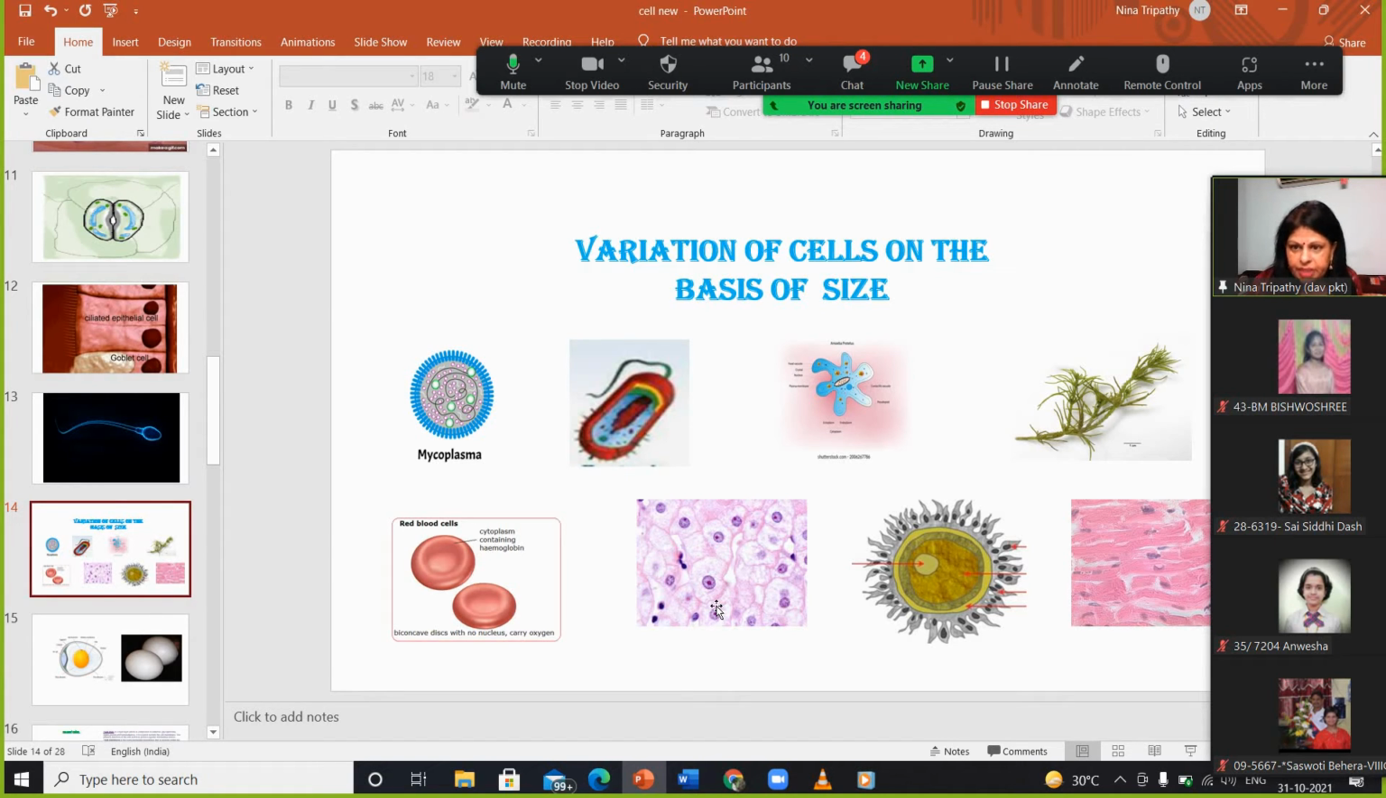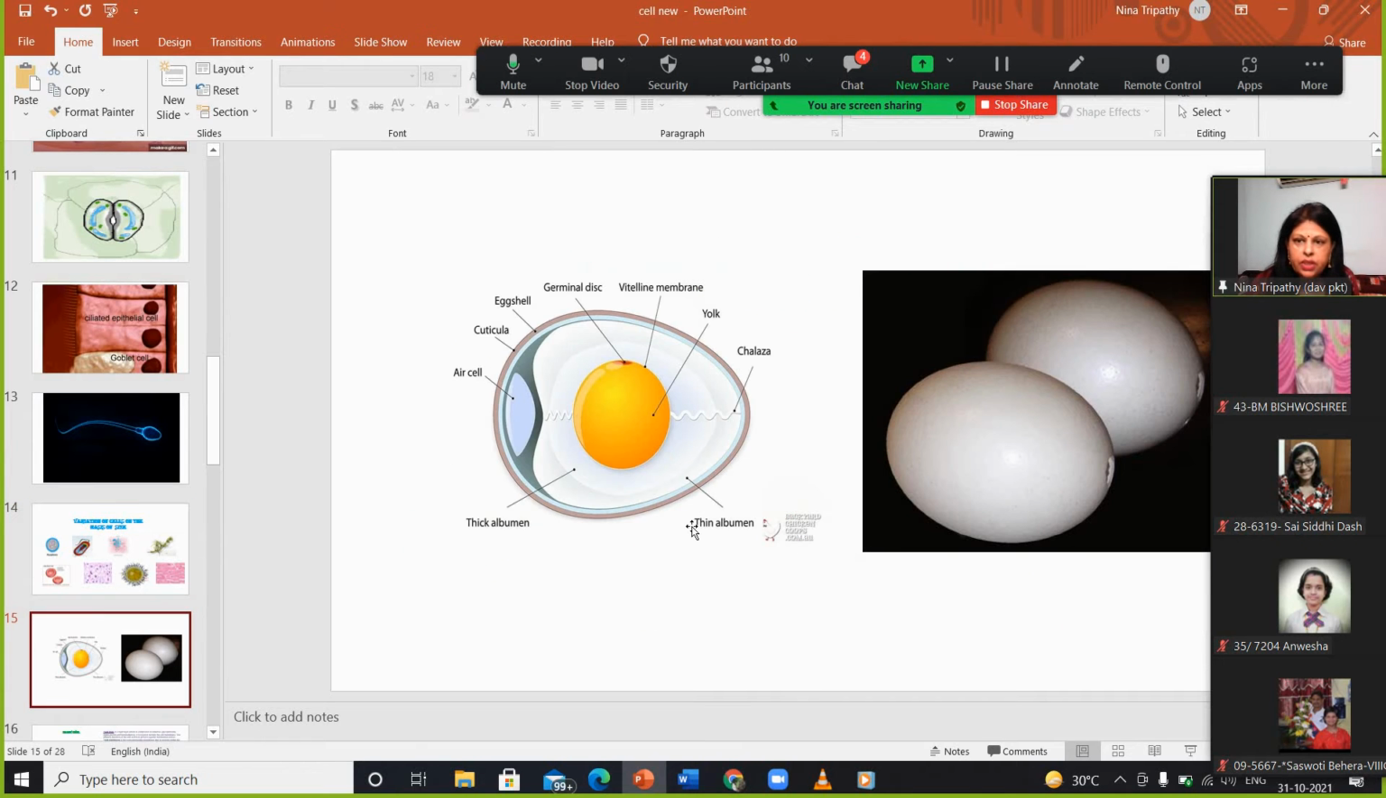They have different sizes. Which one is the largest cell? Tell me, which one is the largest cell? Ma'am, ostrich egg. And what is the diameter of the ostrich egg? Ma'am, 170 millimeter. Very good. Then you see this one, which one is the ostrich egg? Left or right?